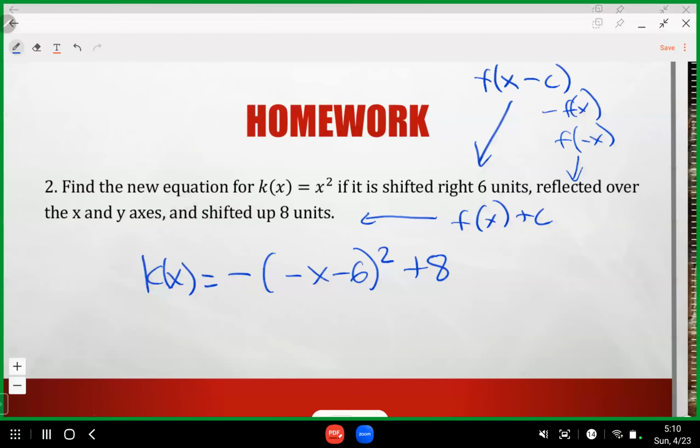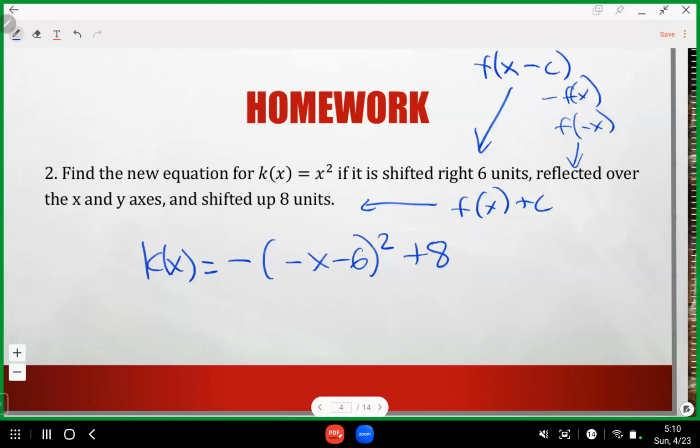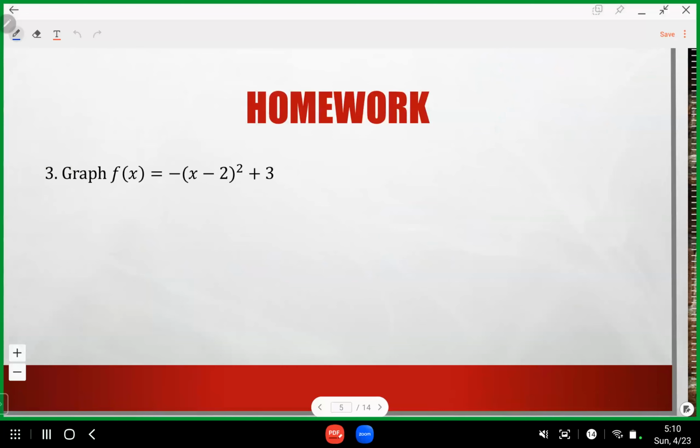So are there any questions with this? If there are no questions, then I'll continue. Let's graph f of x is equal to negative x minus 2 squared plus 3. All right. So I'm going to give you guys a couple moments to go over this.